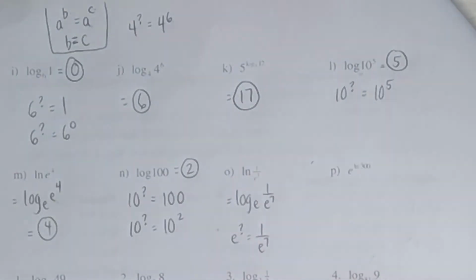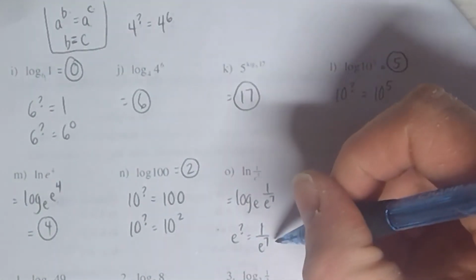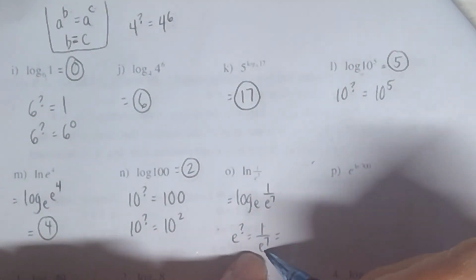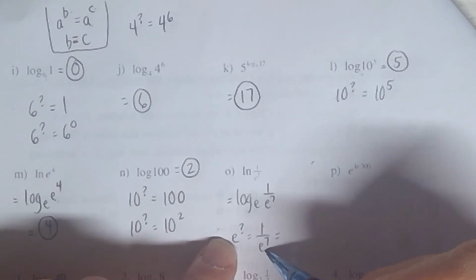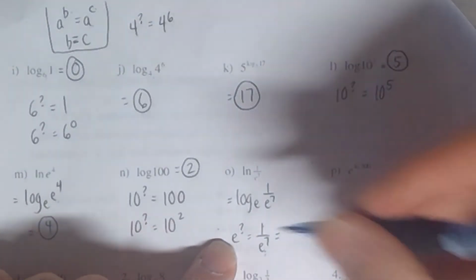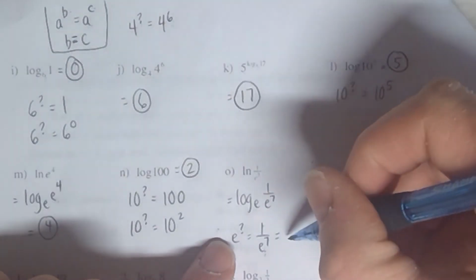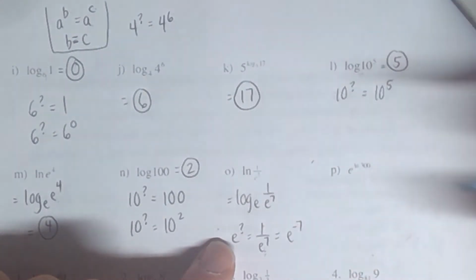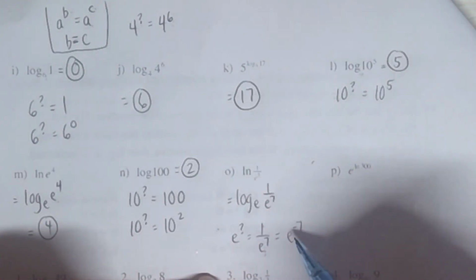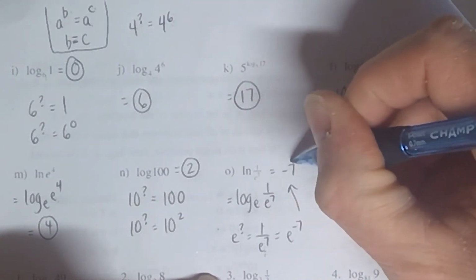Okay, and just like we did on the front of the worksheet, if you have 1 on top of your product term, all right, you try to make the bottom have the same base as over here. Well, the bottom already is the same base, all right? So I just need to realize that 1 over e to the 7th is e to the negative 7. And so now I know that the missing exponent is negative 7.